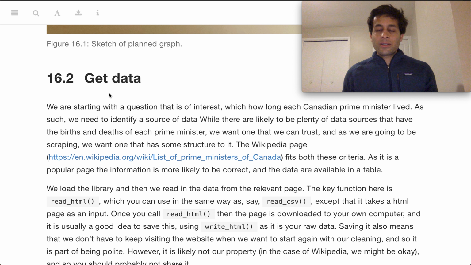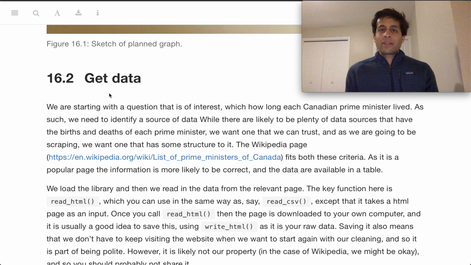So now obviously this is a planned out lab, so it's a little bit artificial, but in general we are starting with a question, and the question that we're interested in is, well, how long is each Canadian Prime Minister living? And so in that world we might like to try and think about datasets that we might be able to get.